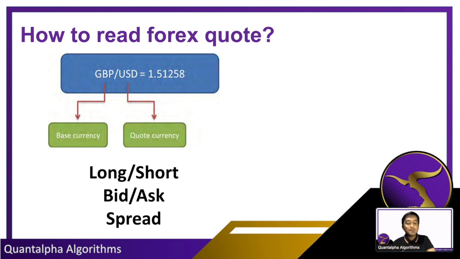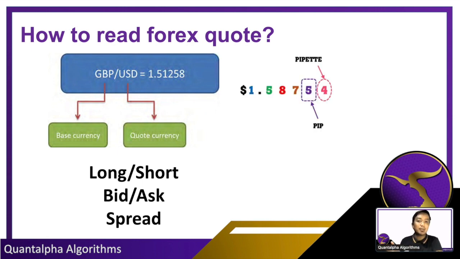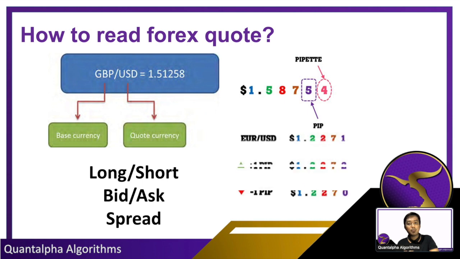Okay? And next, we have the measure, like the pips and pipettes. So in 1.58754, the fourth decimal place is what we call the pip, and the fifth decimal place is what we call the pipette. For example, EUR/USD is at 1.2271. That is the current price. And after some seconds or minutes, the price goes up and turns to 1.2272. So the price of EUR/USD goes up by 1 pip. From 2271, it is now 2272.